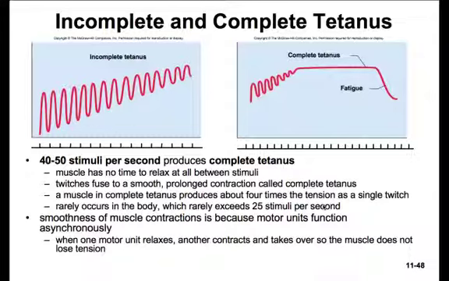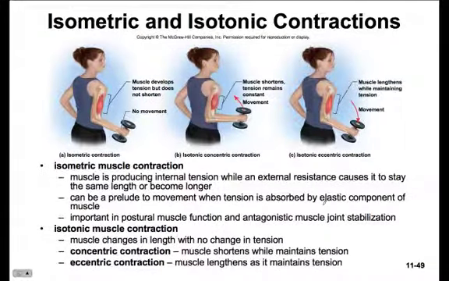And now we'll move on to look at isometric versus isotonic contractions. In an isometric contraction, we have iso and metric, which means the same distance. So the muscle is producing internal tension, while an external resistance causes it to stay at the same length or even maybe become longer. This would be the example of trying to lift a car, virtually impossible for any normal human being. There's still tension developed in the muscle as we really try. However, the length of the muscle doesn't change because we're not actually doing any work and moving the object.